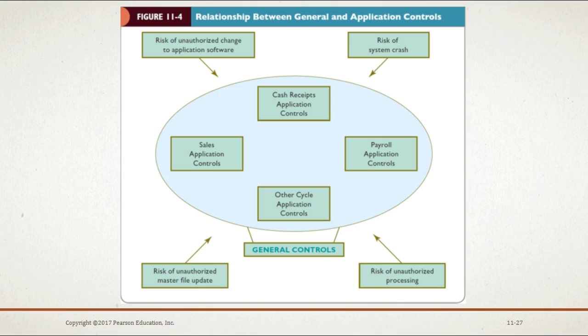In here, we have an illustration of the relationship between general and application controls. The oval represents the general controls that provide assurance that all application controls are effective. Effective general controls reduce the types of risks identified in the boxes outside the general controls. You can find Figure 11-4 on page 349 of your textbook.